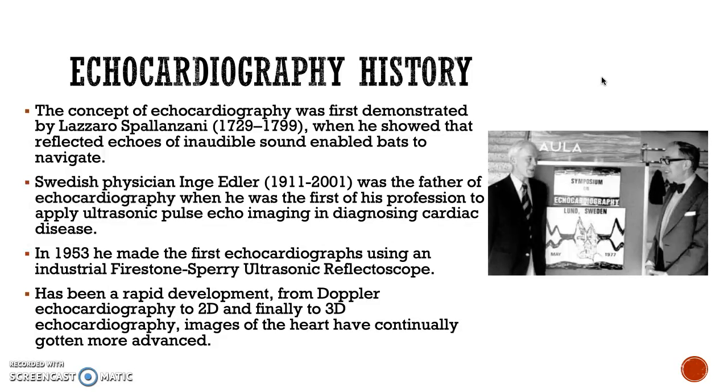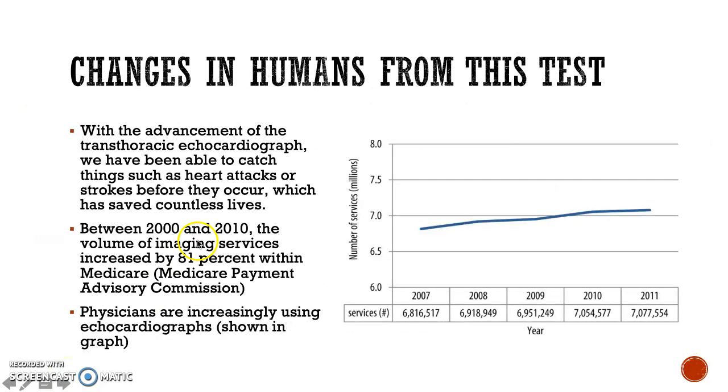But since then, there's been rapid development. There are various different kinds of these somewhat similar devices, and it goes from Doppler echocardiography to 2D to now the really advanced 3D echocardiography. And these images of the heart have continuously gotten way more vivid and specific and sharper and clearer. So, changes to humans from this test. With the advancement of this echocardiograph, we've been able to catch things such as heart attacks or strokes before they occur, which has saved countless lives.